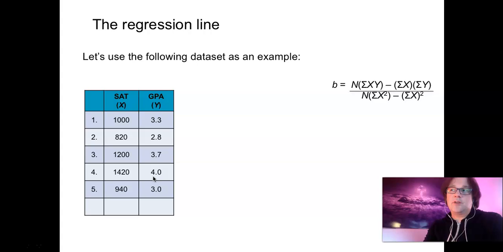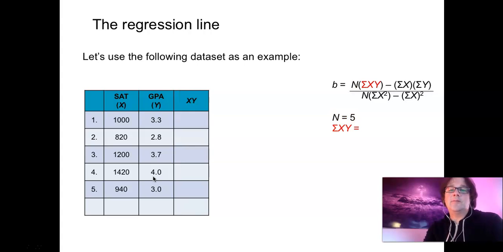So we know that before we can calculate the y-intercept, we have to figure out what B is. We have to calculate B. So there's the formula for B. N is pretty easy. There's only 5 scores there, right? So we got that. That one's easy.